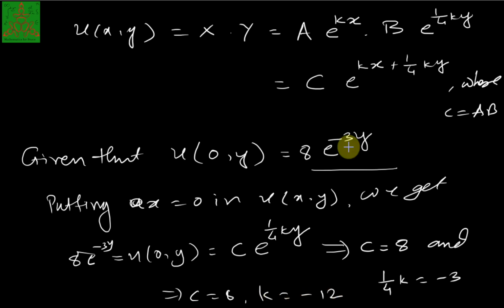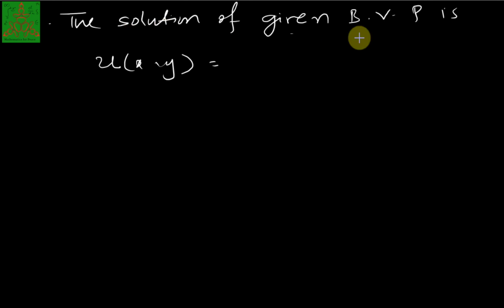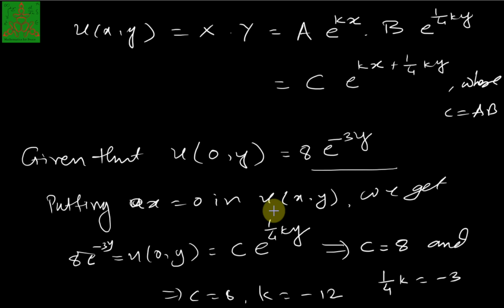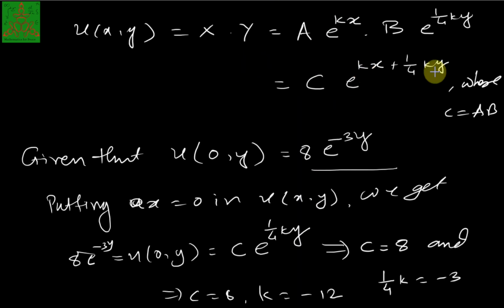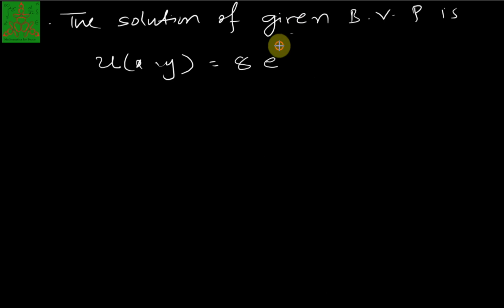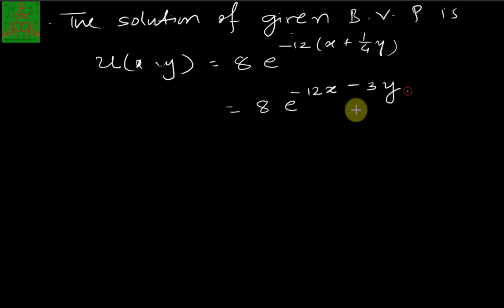If I substitute this value of k here, then the solution of the given boundary value problem is u of xy is equal to 8 into e to the power, k is common out, so minus 12 is common, (x + 1/4 y). That can be simplified as e^(-12x - 3y). This is the solution for the given problem. Now let us solve another problem.